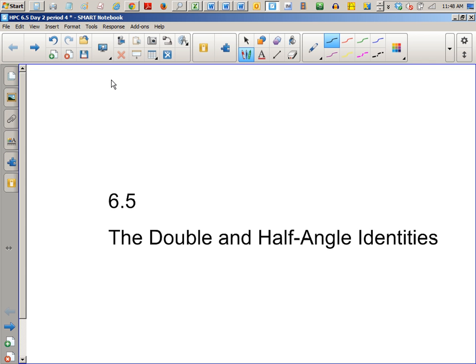But today we're going to focus on the half angles, the half angle identities. Okay, so emphasis on this part today. So the half angle identities actually come from the double angle identities.